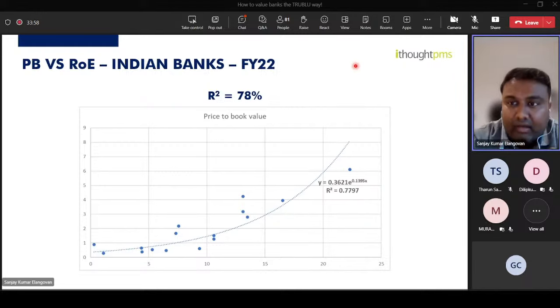When I started covering banks, I used to do these studies for Indian banks. This is data for FY22, so sometime in 2021, where I ran the study and I got an R square of 78%. So ROE is able to explain 78% of the price to book multiple. And you can again see this curve, right? Beyond a certain point, the jump is exponential in price to book.